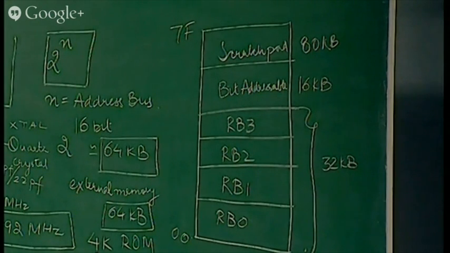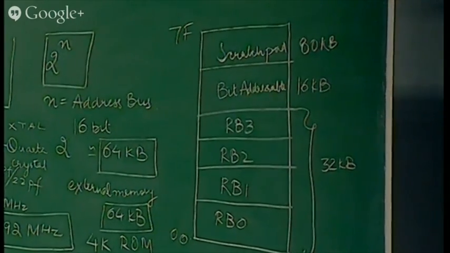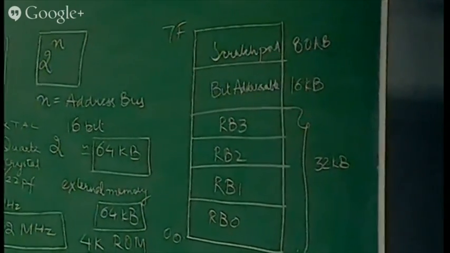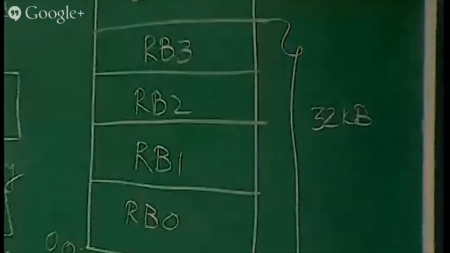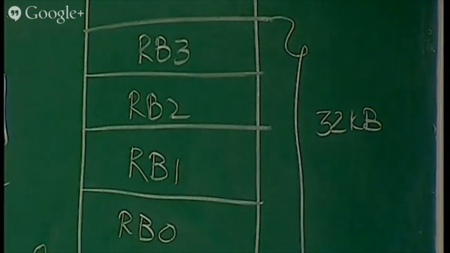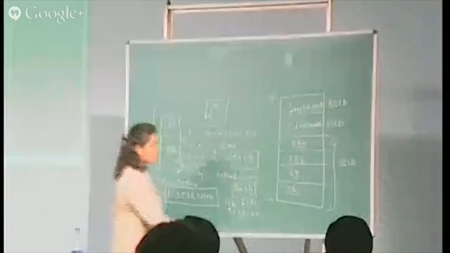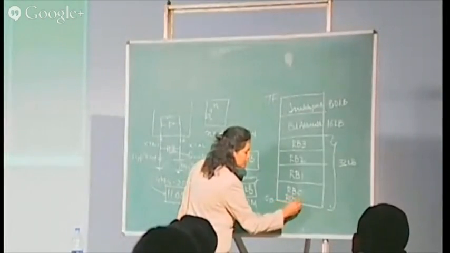So as you see from this diagram, out of 128 bytes, the first 32 bytes are reserved for register banks. There are 4 register banks: register bank 0, register bank 1, register bank 2, and register bank 3. Now, what are these register banks? If you remember general purpose registers, when I told you, so general purpose registers कौन से थे हमारे? R0 to R7. So these contain these general purpose registers.